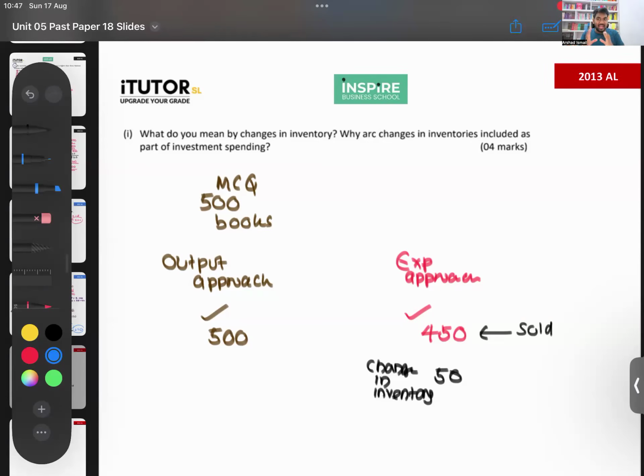Output approach is saying, no, this has to come this year. Expenditure approach says, no, it has to come next year. So there is a bit of an issue there. That is why you do that inventory adjustment. So what you do is, take the year, let's say this is 2025, 2025 January to 2025 December, January 1st and December 31st.